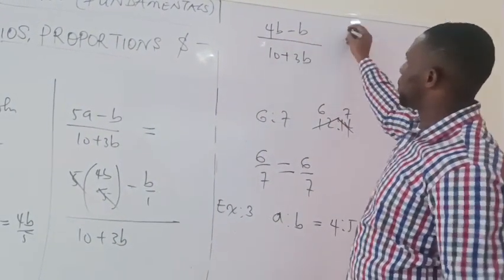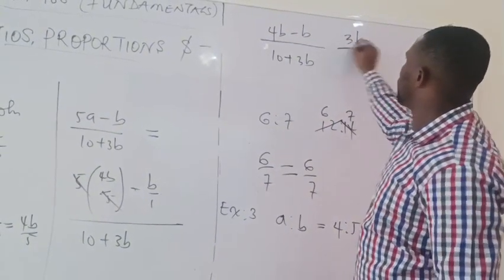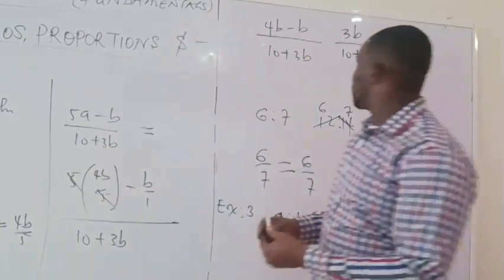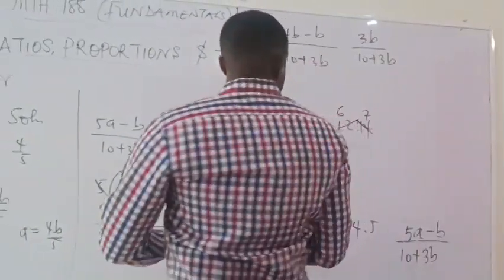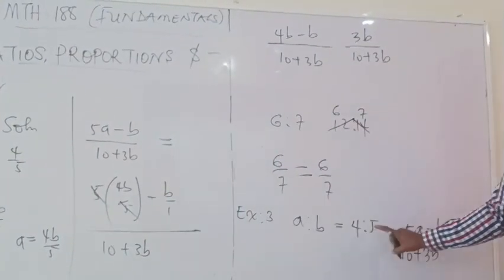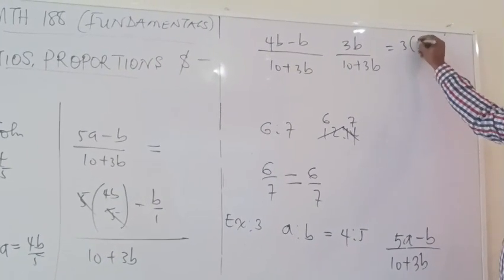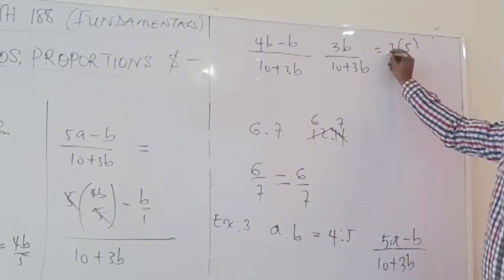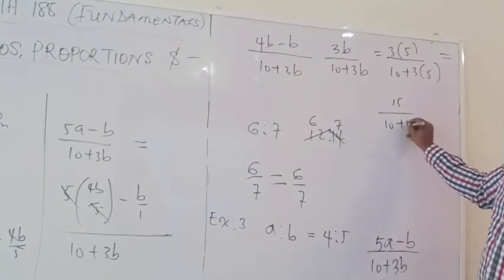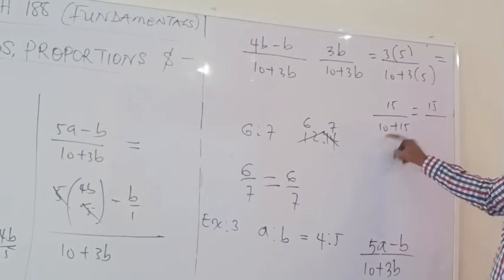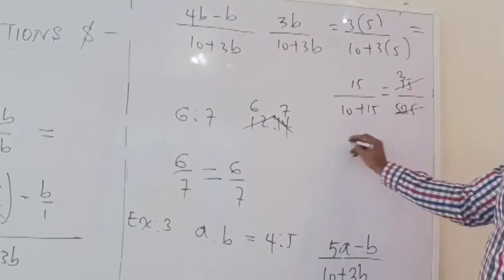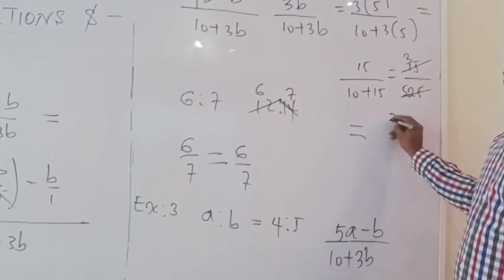So this becomes 3B over 10 plus 3B. And of course, I will need to eliminate the B also, but clearly I could see right in my own very eyes that B is just a 5. So it simply means I'll replace B with 5 here. So this becomes 3 times 5 over 10 plus 3 times 5. This is 15 over 10 plus 15, which is 25. And of course I can divide through by a common factor: 5 in 15 is 3, and 5 in 25 is 5. So the actual value of this, given this proportion, is 3/5.